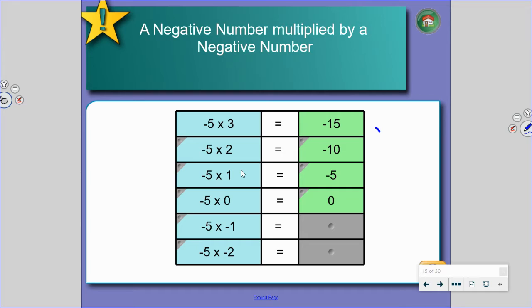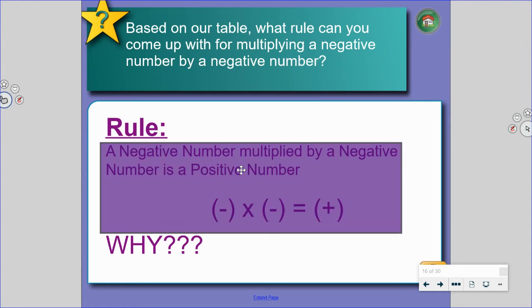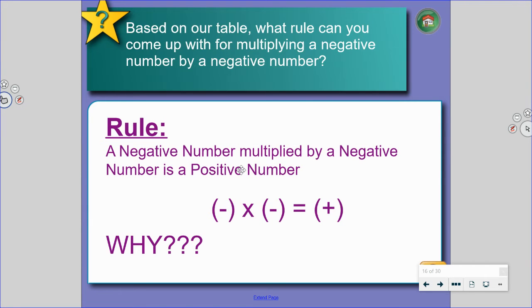If you look over here, you probably can see that pattern. Negative 5 times negative 1 will be a positive 5. Negative 5 times negative 2 will be a positive 10. So the rule is that a negative multiplied by another negative is positive. The big question is why? And it's all, ladies and gentlemen, about opposites.